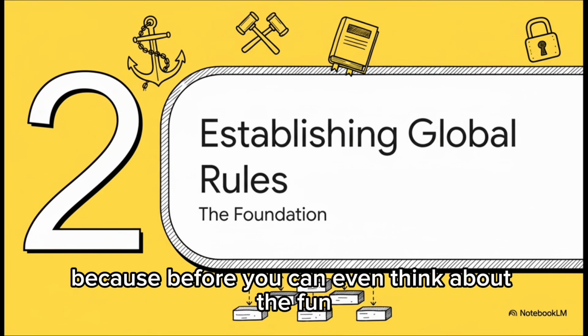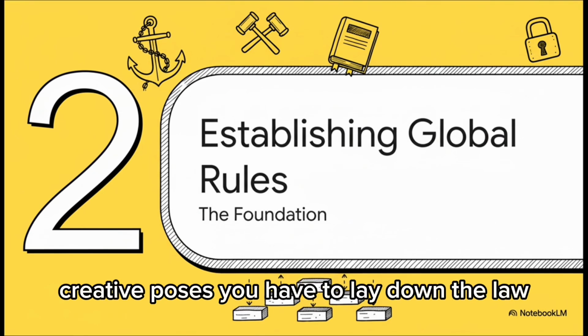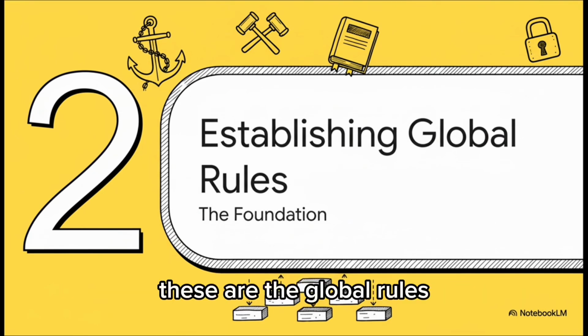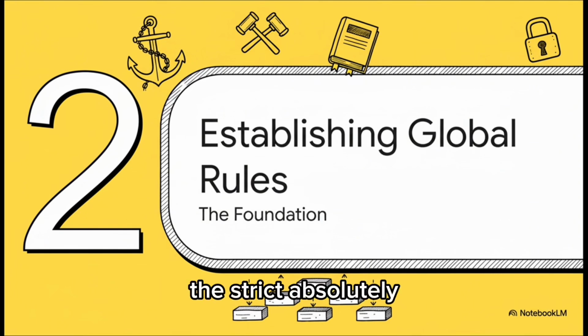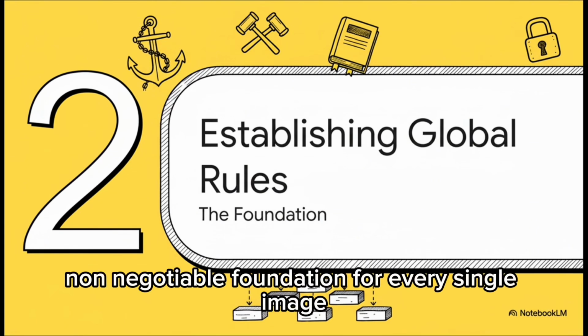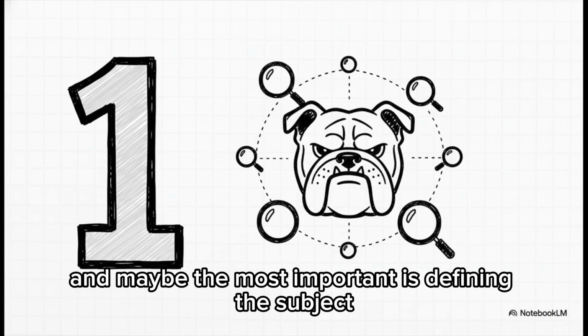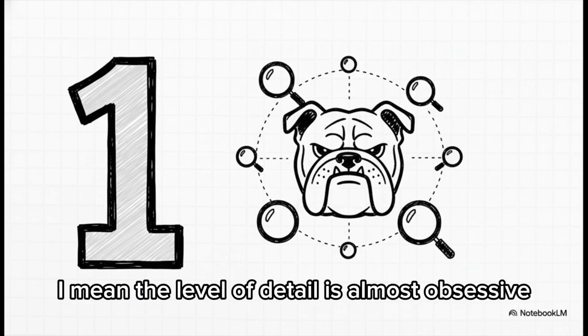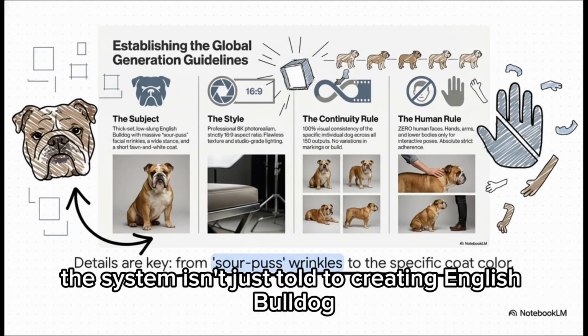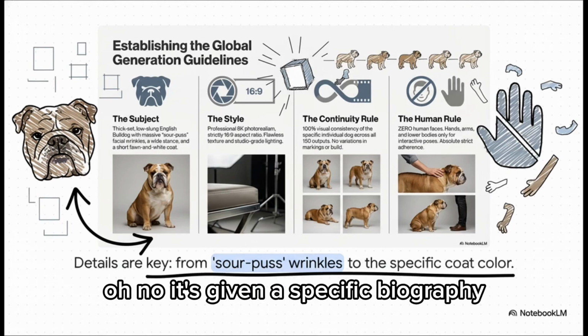Because before you can even think about the fun, creative poses, you have to lay down the law. These are the global rules, the strict, absolutely non-negotiable foundation for every single image. So, rule number 1, and maybe the most important, is defining the subject. And when I say defining, I mean the level of detail is almost obsessive. The system isn't just told to create an English Bulldog. Oh no, it's given a specific biography.